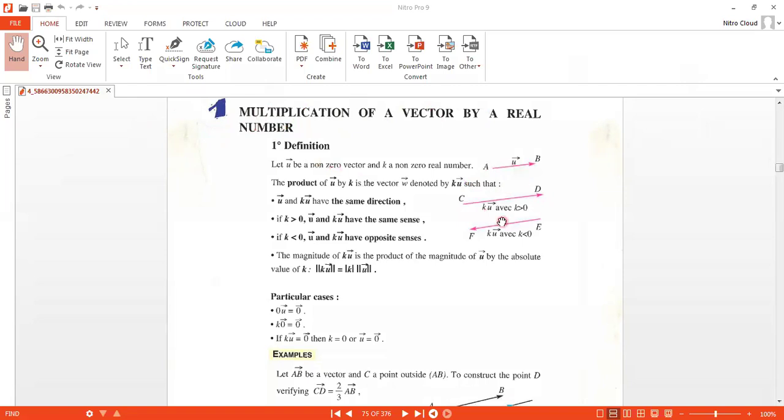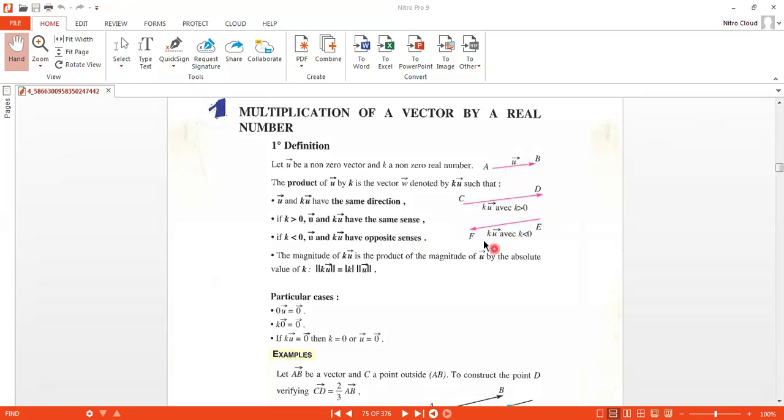If k is positive, then u and ku have the same sense. And if k is negative, then they will have opposite sense. If you look at CD, for example, CD is 2AB, then 2 is a positive number. So as you can see, AB and CD have the same sense. Now we construct the vector EF such that, for example, EF equals minus 2AB. As you can see, AB and EF have opposite sense because minus 2 is a negative constant.